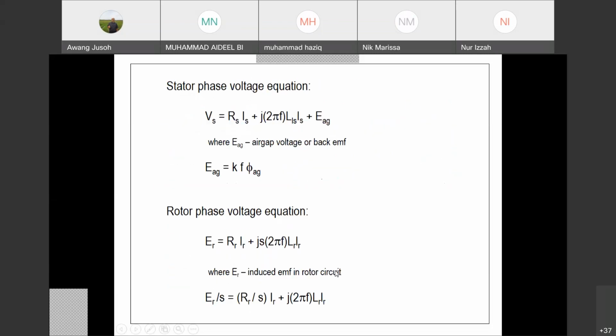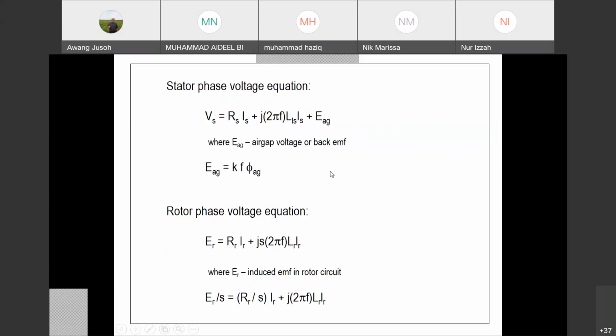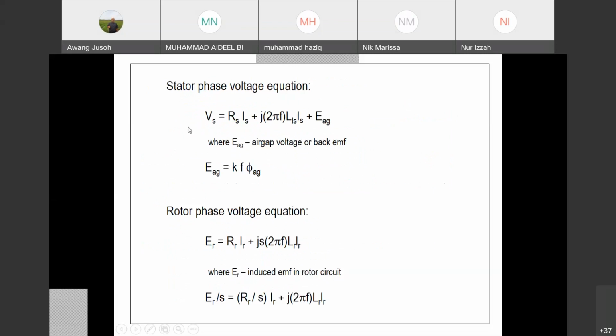Okay, just now we have flux. So the flux cuts the stator winding and also the rotor winding. And for the stator winding, the Kirchhoff law can be given by this equation for the stator winding.